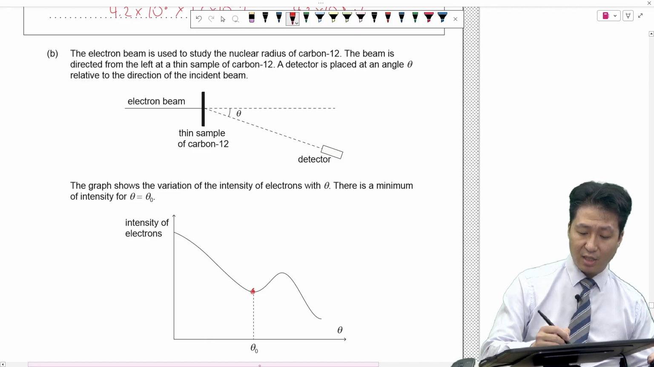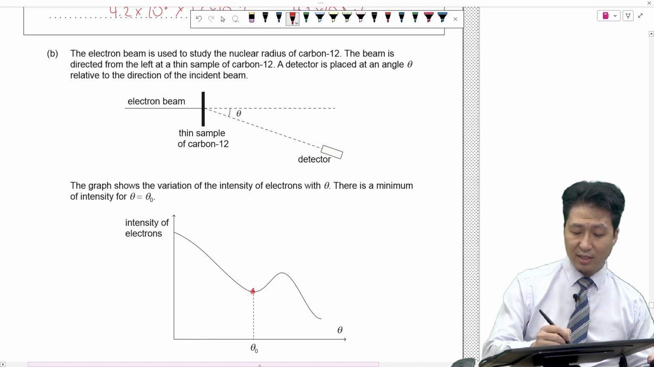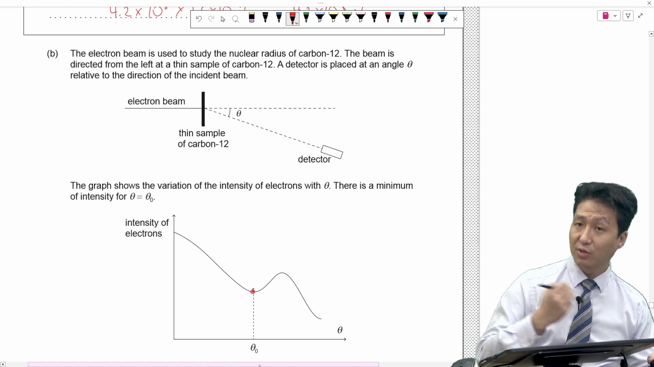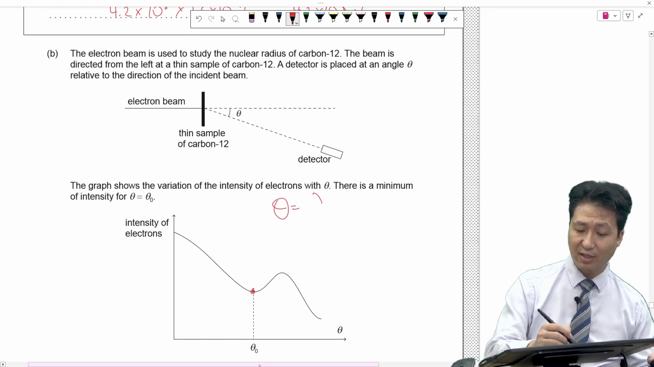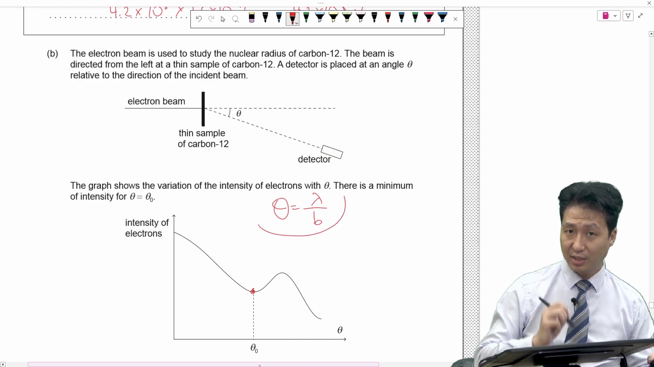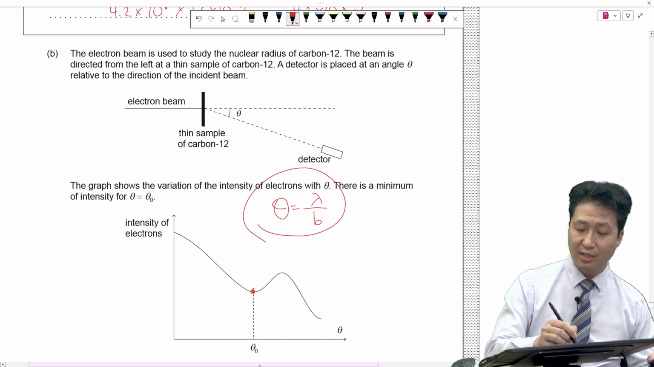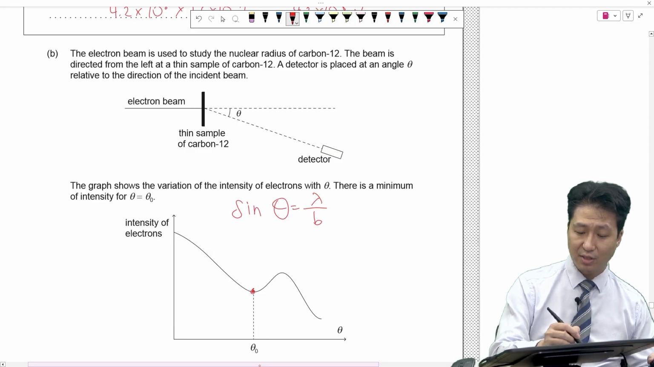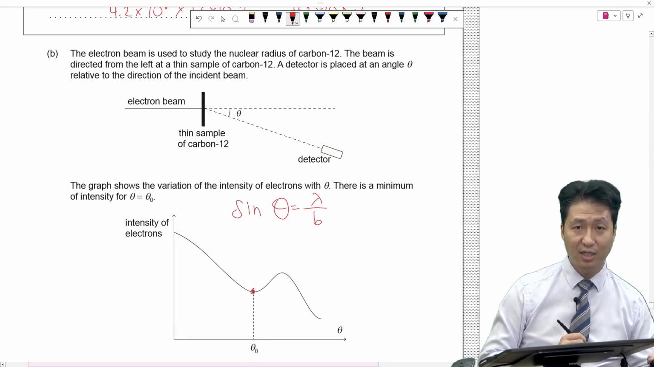So if you're trying to get the nuclear radius, you have to use the single slit diffraction equation. The single slit diffraction equation given by the physics booklet is theta is equal to lambda over b. But you have to remember that this is an approximation for small angles. At larger angles, it's actually sine of theta equals lambda over b.